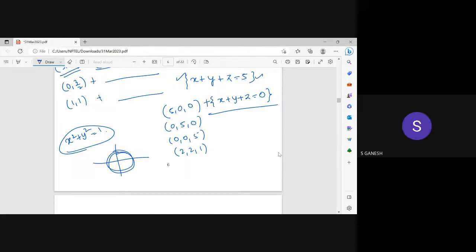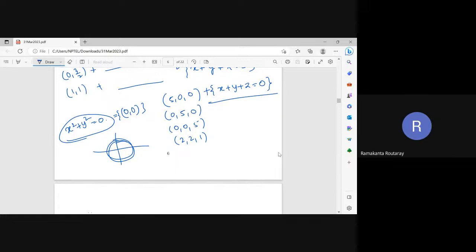Ma'am, actually, affine spaces must be linear, right? Yes. But then x squared plus y squared is equal to 0 is also an affine subspace. That's just the 0 point, (0, 0), nothing else. Okay. Yeah. Thank you.